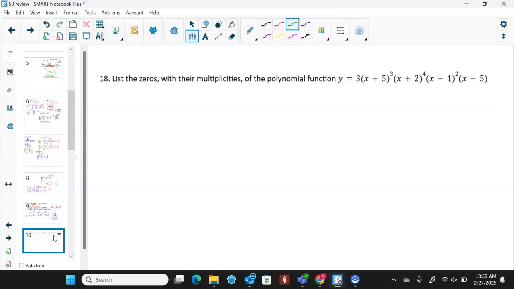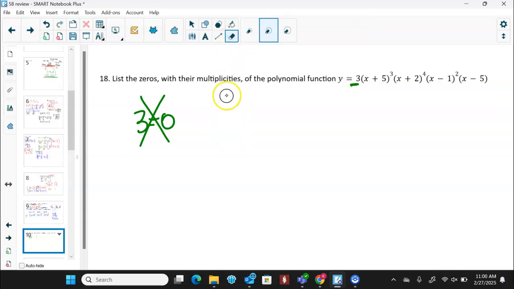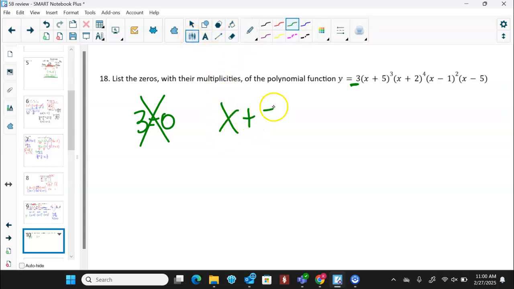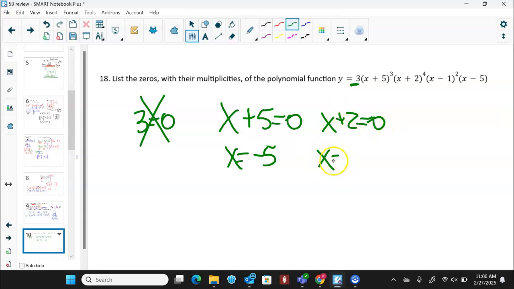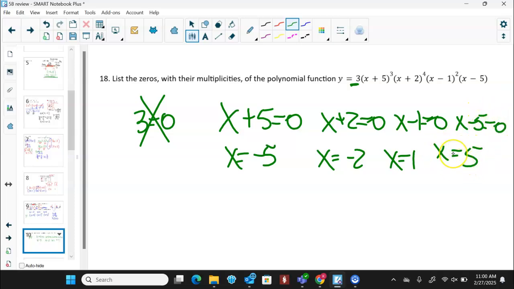All right, list zeros with their multiplicities for the polynomial function. Once again, we are going to take each of these factors and equal them to 0. I'm not going to be rewriting it. We're going to take the 3 and equal it to 0. That's not a true statement. There is no x there, so that just goes away. We are going to take x plus 5 and equal it to 0. x will equal -5. We are going to take x plus 2 and equal it to 0, and x will equal -2. And we are going to take x minus 1 and equal 0. x will equal 1. And lastly, x minus 5 equals 0. x will equal 5. Okay?